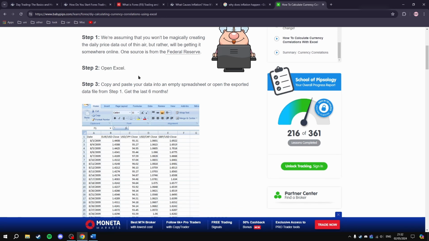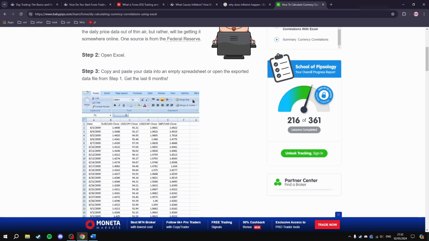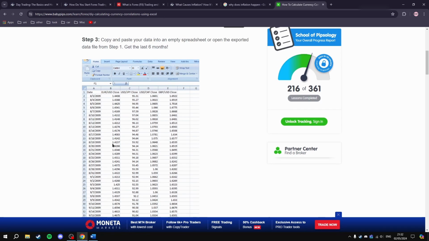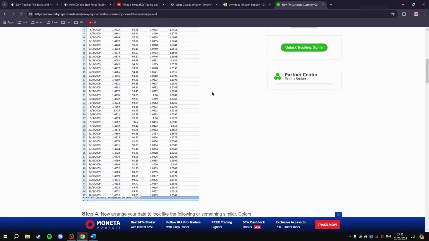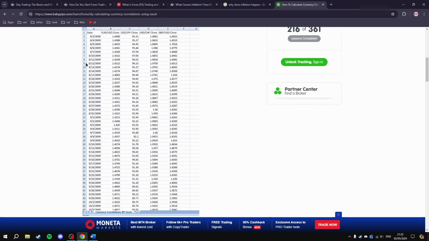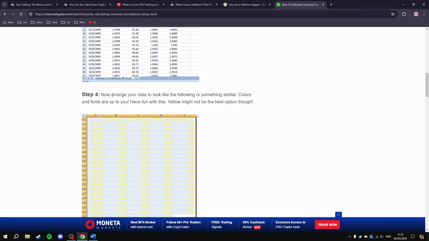Step 2, open Excel. Step 3, copy and paste your data into an empty spreadsheet or open the exported data file from Step 1. Get the last 6 months. This is a really old Excel layout format. But anyways, it's got the dates, Euro USD close, USD JPY close, USD CHF close, GBP USD close.